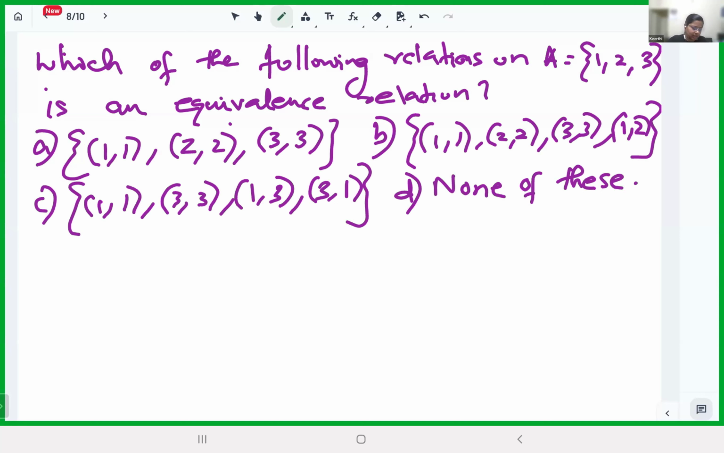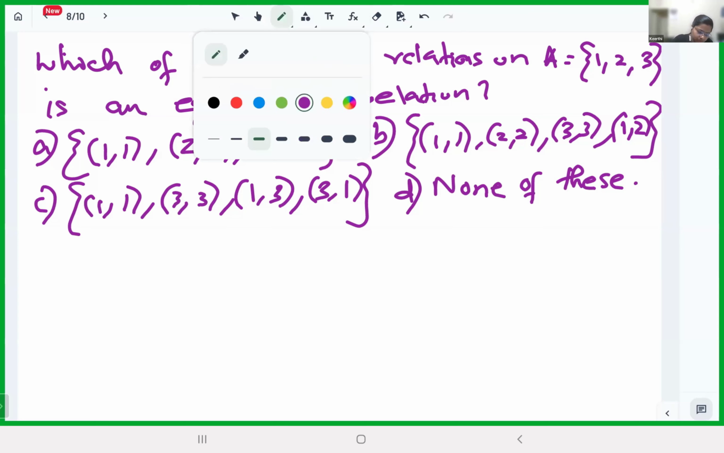They are given a set A, which is {1, 2, 3}. They are given relations in options A, B, and C, so we have to check whether the relation in option A or B or C is an equivalence relation. That is the question. We'll start with option B.